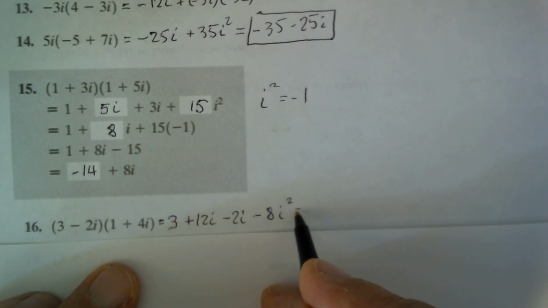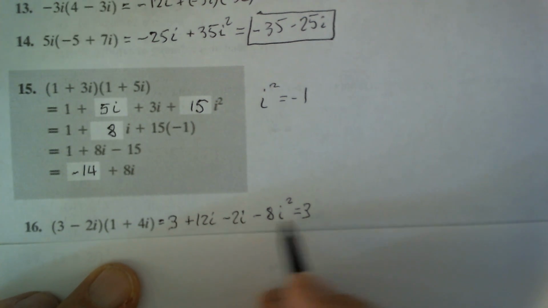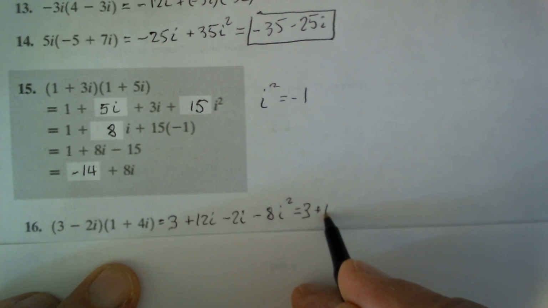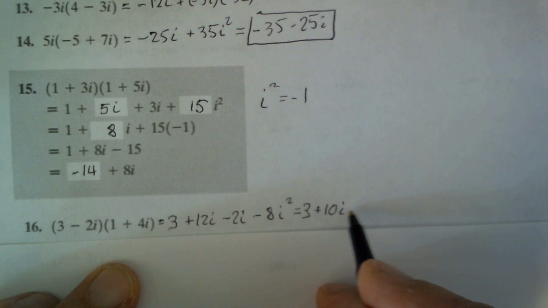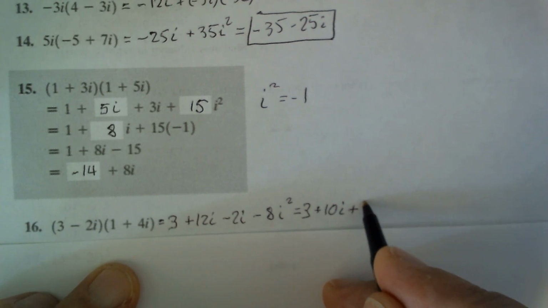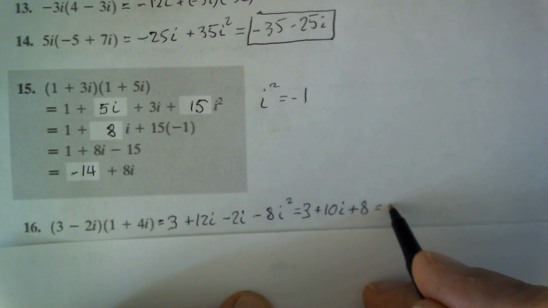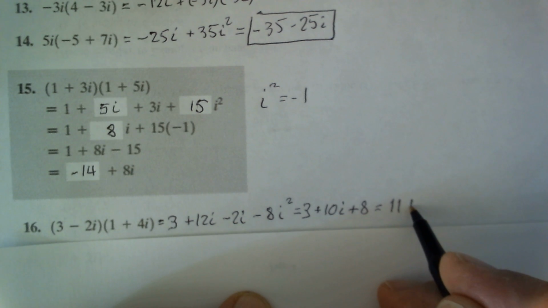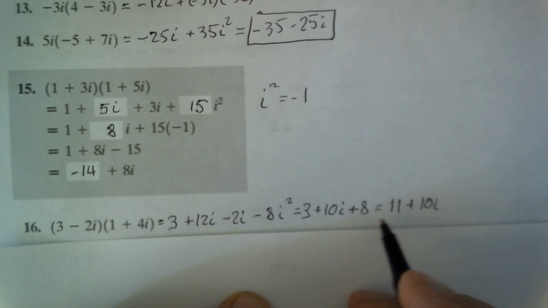So now we can combine like terms. So we have 3, and 12i minus 2i is 10i. And minus 8i squared, since i squared equals minus 1, minus 1 times minus 8 is plus 8. So that would be then 3 plus 8 is 11, plus 10i. 3 plus 8 equals 11.